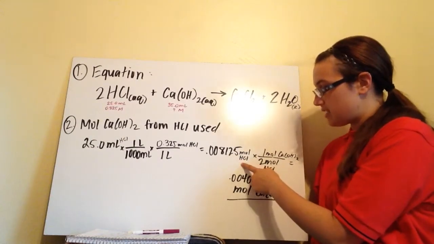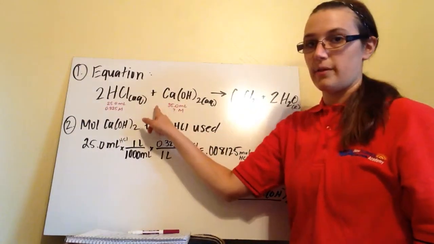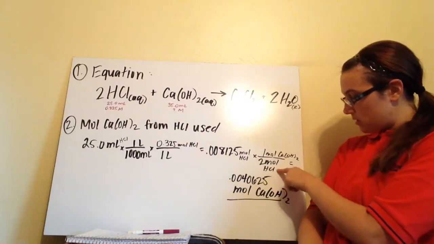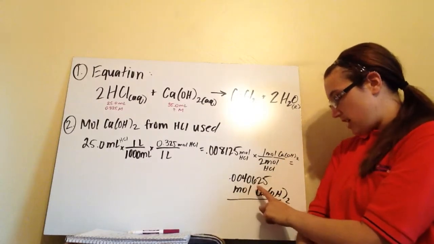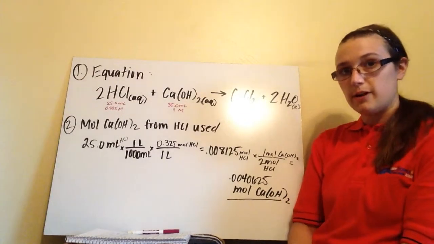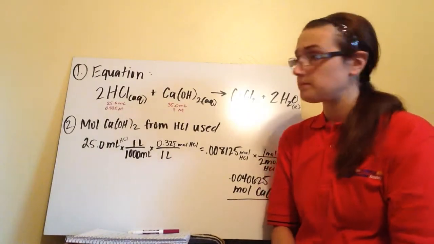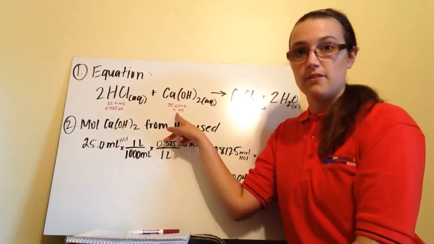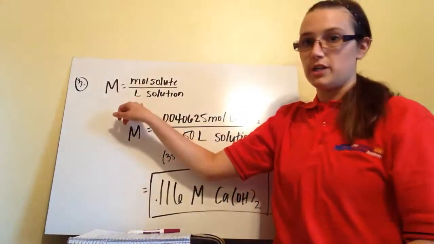So I had moles of HCl. I actually used twice as much HCl as calcium hydroxide per my mole ratio. So if you look at this, for every 2 moles of HCl, I need 1 mole of calcium hydroxide. When I solve this, I get my moles of calcium hydroxide. Now think back to what the problem said. Look at your notes. The problem asks for molarity. Well, now I have moles of calcium hydroxide and I have volume of calcium hydroxide. So I can take those two values and use the molarity equation, right?